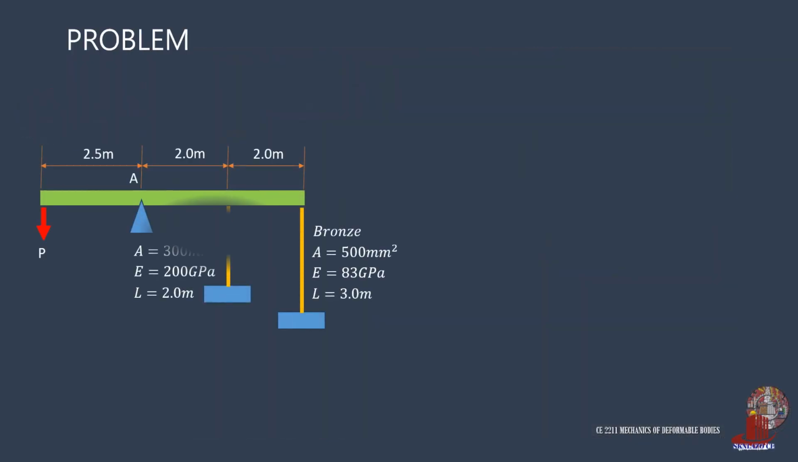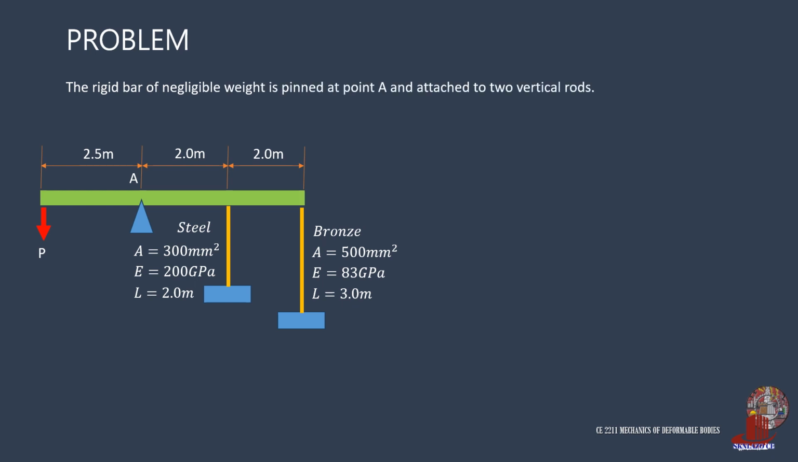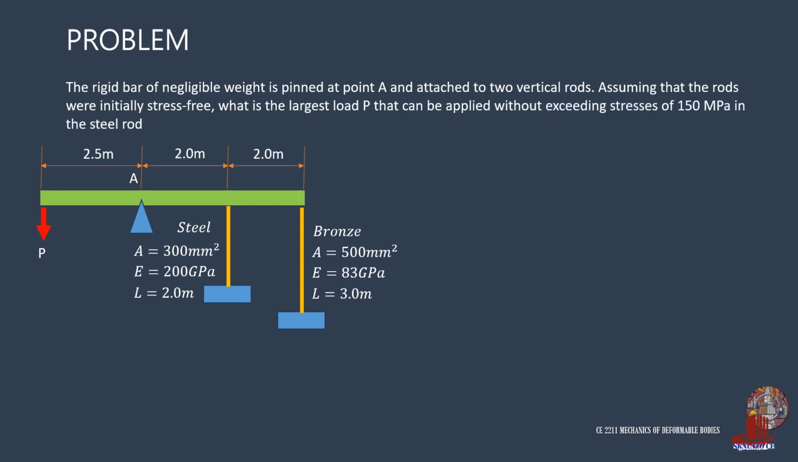The problem has a rigid bar pinned at A and also attached to two vertical rods. The first rod nearest the fulcrum is steel of 2 meters length and 300 square millimeter area. The rod at the end of the bar is a 3-meter bronze of 500 square millimeter area.